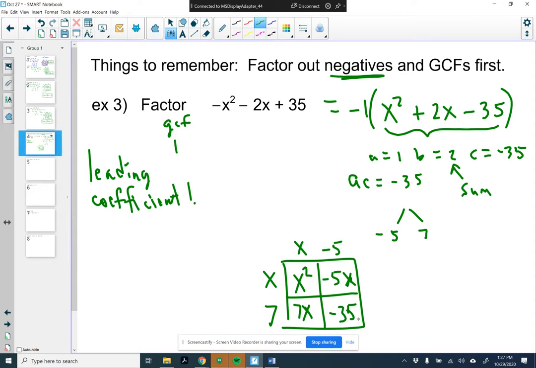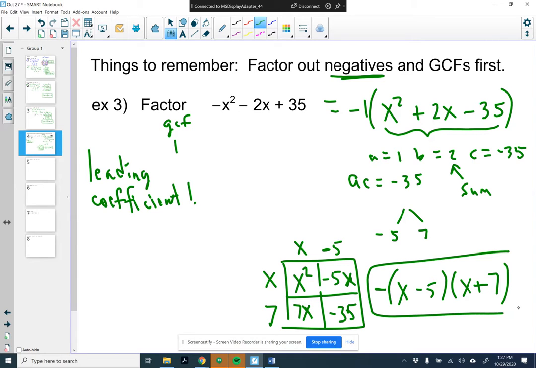second column. Remember, the sign of this guy controls the sign that I use out here, whether it's a positive or a negative. So we're going to do x minus 5 times x plus 7. And if you enter this answer, it will be counted as wrong because we need to remember at the end to put our negative back in front.